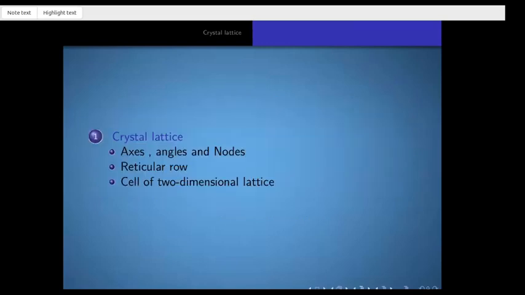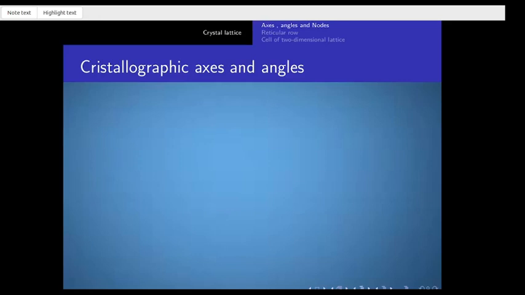In the first course of geometric crystallography, we have to study the crystal lattice, and particularly the axis, angle, and nodes, the reticular row, and the cell of two-dimensional lattice. We begin with the crystallographic axis and angle.